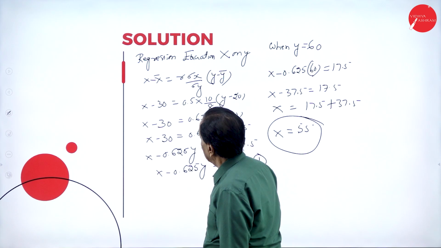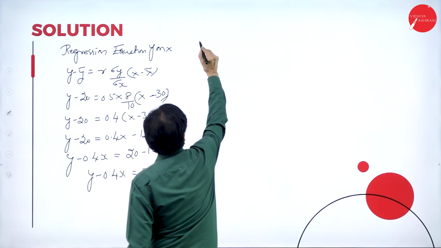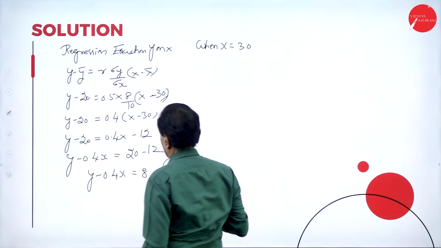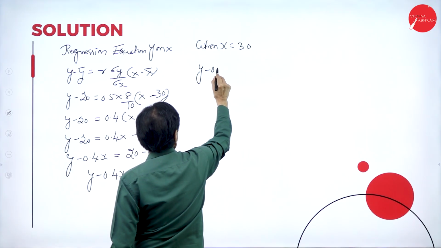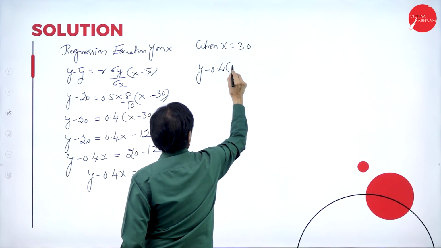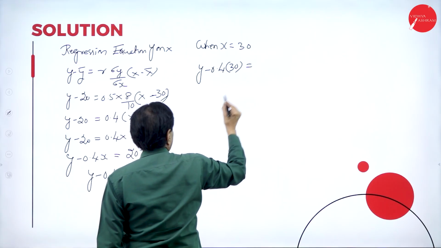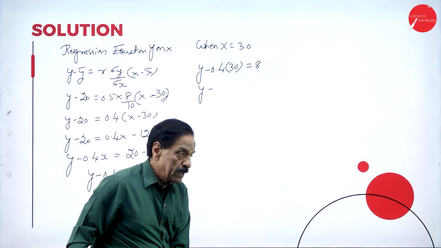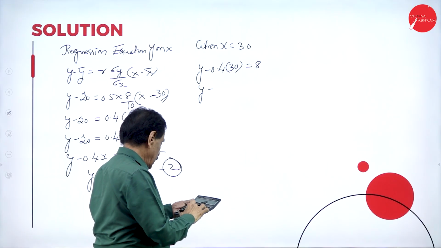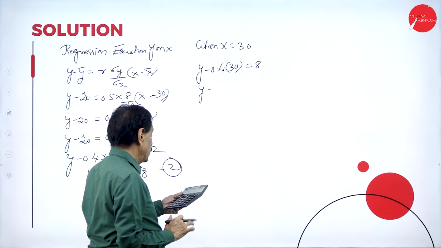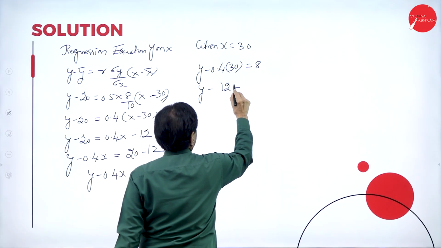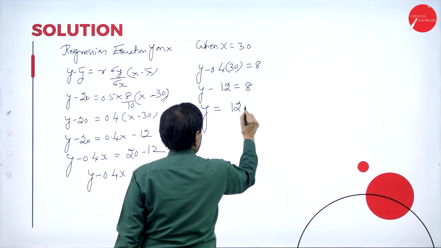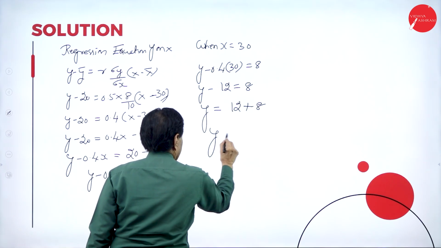What's the value of x now? X is 30. When x is 30, substitute: y minus 0.4 into 30 is equal to 8. Y minus 30 into 0.4, which is 12, is equal to 8. Y is equal to 12 plus 8. So y is equal to 20.